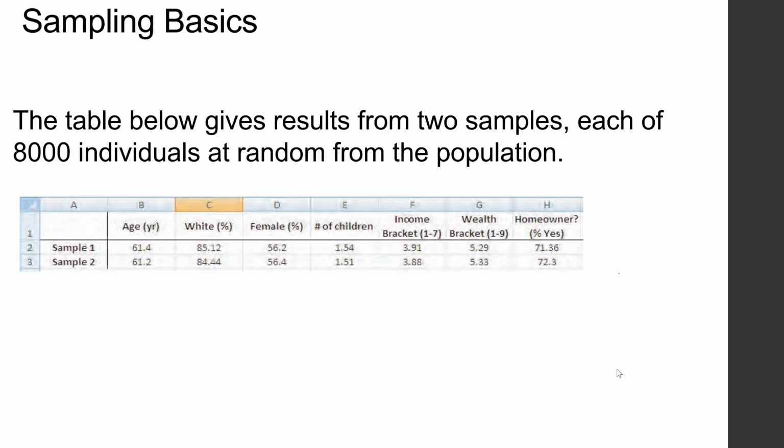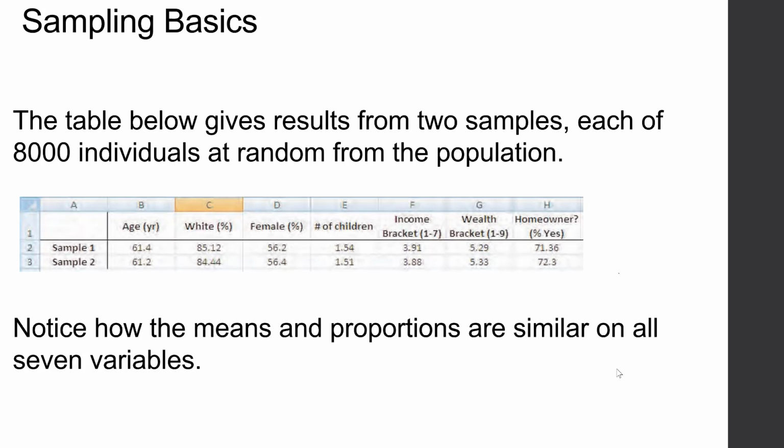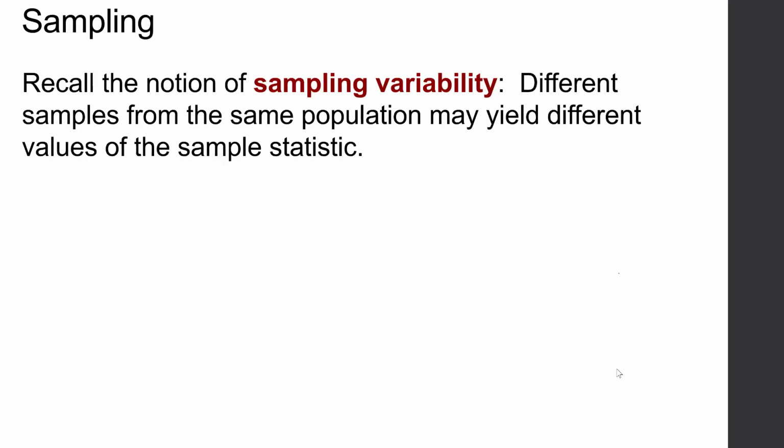Look at the table below. It gives results from 2 samples, each of 8,000 individuals at random from the population. Notice that the means and proportions are similar on all 7 variables, but they're not exactly the same. The income's a little bit different, 3.91 for sample 1, 3.88 for sample 2. Everything's just a little bit different. So each of these samples is a good snapshot of the population, but it still isn't the whole population.